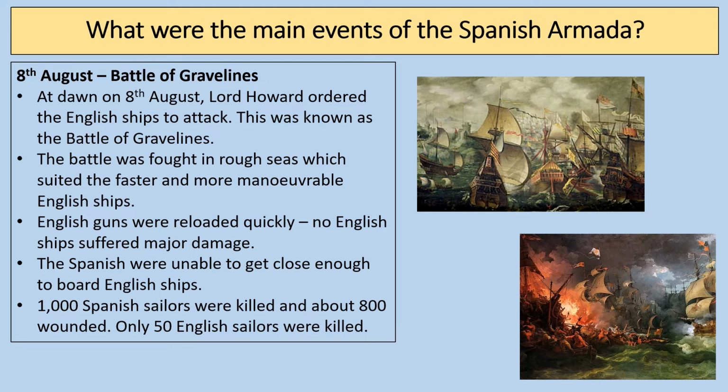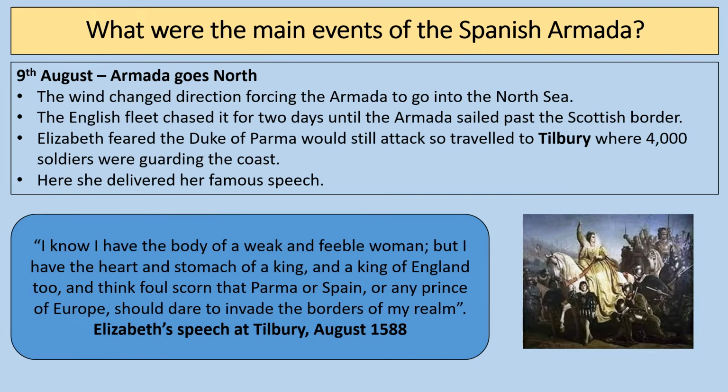And the battle is a huge overwhelming victory for the English. On the 9th of August, the Armada goes north, what's left of the Armada. The wind changed direction and forced the Armada to sail into the North Sea. The English fleet chased it for 2 days until the Armada sailed past the Scottish border, which obviously is beyond the English territory.